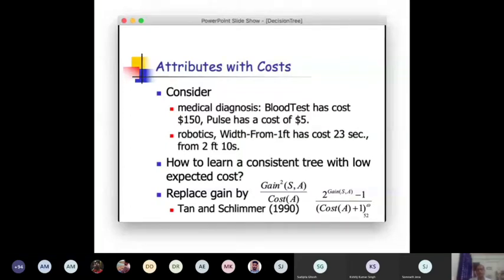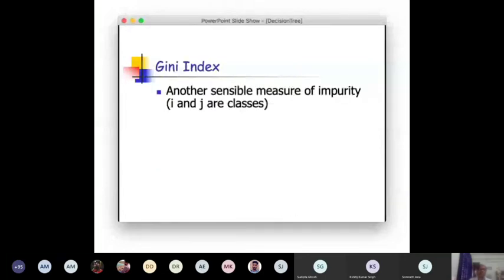Another function is this. You can see the expression there. You can get gain of A and cost of A. So these are typical functions where this omega is a constant in the range 0 to 1. It also tries to give relative weights between the cost and gain.